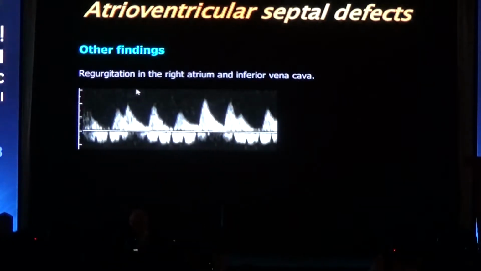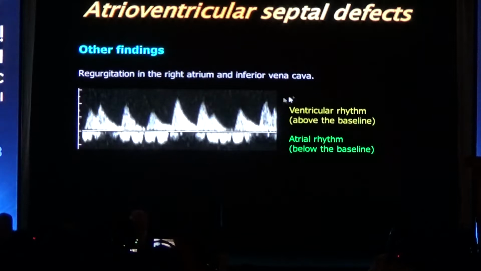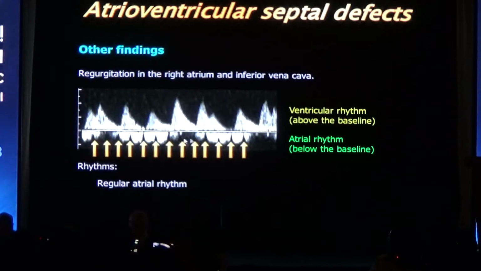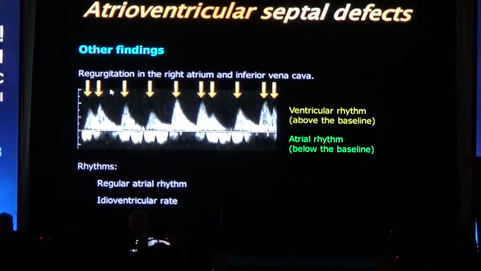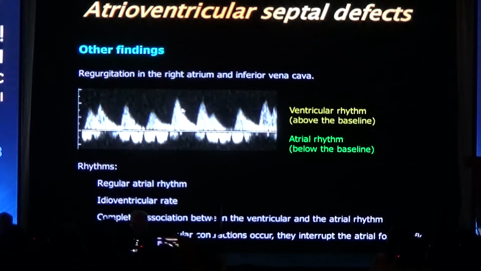Now, sometimes you can make the diagnosis not even by looking at the heart. This is a regurgitation in the right atrium and the inferior vena cava. On this side of the tracing is the ventricular rhythm, on this side you see the atrial rhythm. You can see clearly that the atrial rhythm is regular, but the ventricular rhythm is very irregular. More than that, the atrial and the ventricular rhythm are not correlated. There's a complete atrioventricular block between one and the other. And not only that, but when there is a very big ventricular contraction, you interrupt the atrial flow, so you have a large amount of regurgitation.